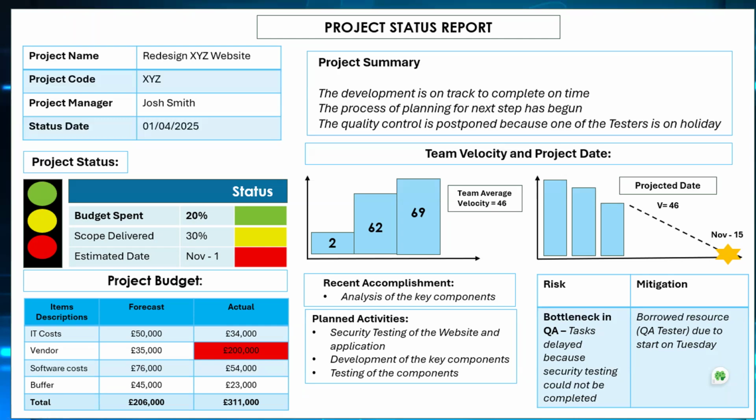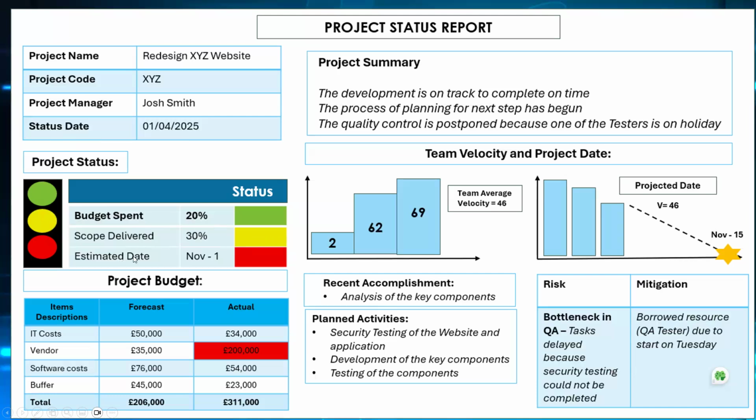And then they're looking at the project status over here to say that the budget spent, they said it's 20%. That's green. That means we are still on track with the budget. The scope delivered is 30. You can see that is on amber. That is saying, okay, we need to keep an eye on that. That is very low, so that we need to keep an eye, and that's why that is red.